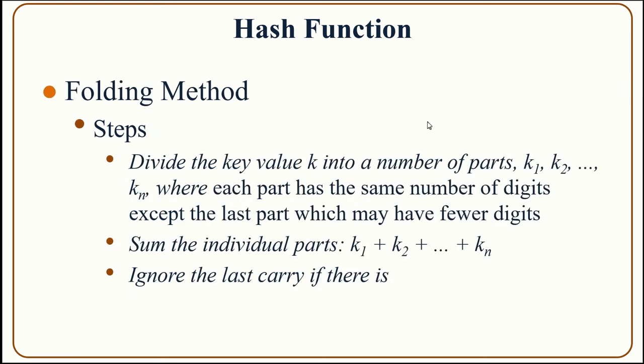The last method is the folding method. To obtain the hash value, we first divide the key value k into a number of parts. Let's say k1, k2, and etc. Each part has the same number of digits, except the last one. And then we sum the individual parts together. We ignore the last carry if there is.